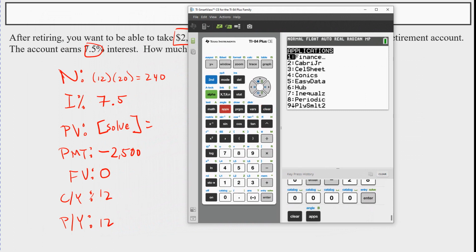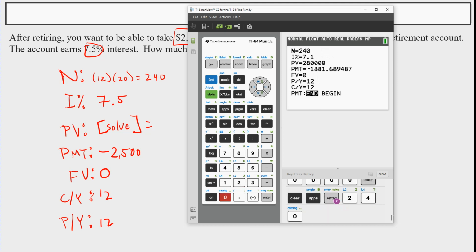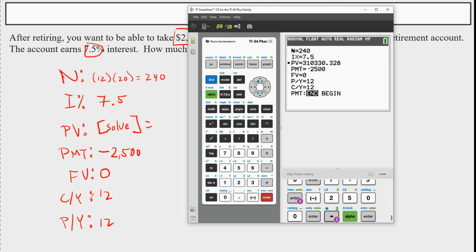So let's figure it out. Apps, finance, TVM Solver. 240 total withdrawals, 7.5% interest. Present value is what I'm solving for. I'm going to take out $2,500 a month. I want my future value to be 0. So now I solve for this. There you go. That's how much you're going to need in your account. You're going to need $310,330.33.